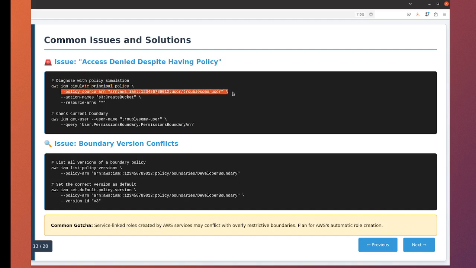Boundary version conflicts occur when you update a boundary policy, but some entities are still using an older version. Remember that AWS keeps multiple versions of managed policies. Service-linked role issues happen when AWS services try to create roles that conflict with your boundaries. You need to plan for AWS's automatic role creation. Cross-service permissions problems occur when one AWS service needs to call another on behalf of your role, but the boundary doesn't allow it. This is tricky because the error might not be obvious.